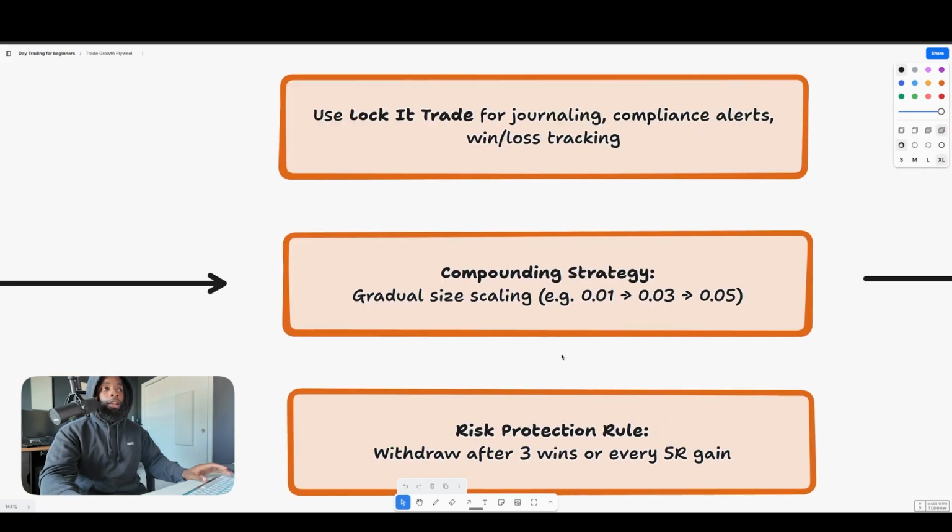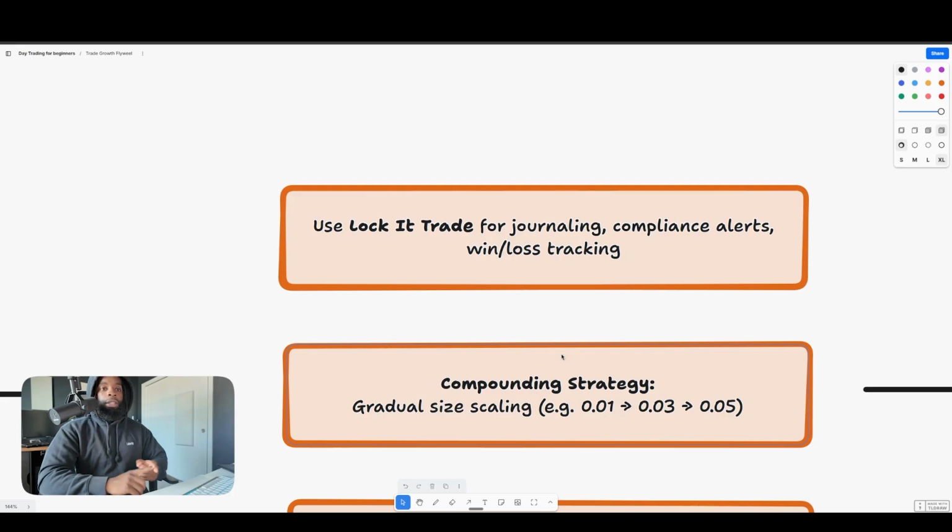Okay, and then from there, use Locket Trade for journaling. This is super important. The thing about Locket Trade is it gives you compliance alerts. It helps you with tracking. It helps you with every little thing, creating a plan and building it up. You can use Locket Trade. If you don't want to, like I said, you can also use ChatGPT AI to build your own thing for you. It's probably going to take no more than 15 minutes to do it.